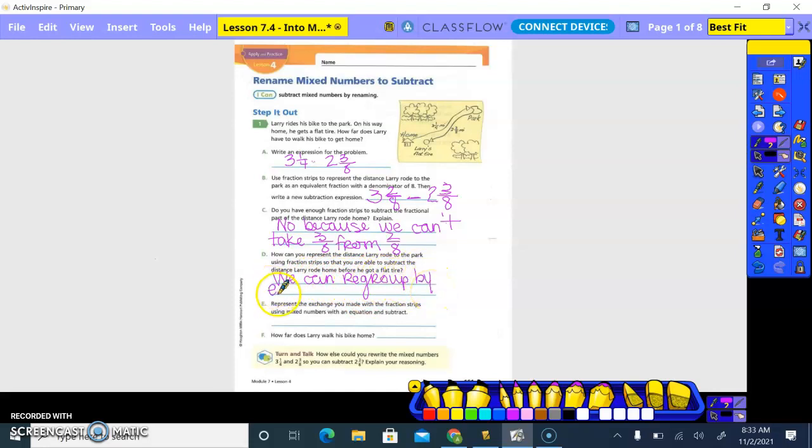By exchanging one whole for what? 8/8, right? Okay, so they want us to represent it. So over here, you guys kind of need to draw, and I'm just going to draw over here. Okay, so this is how we normally see it. It's like 3 2/8, right?